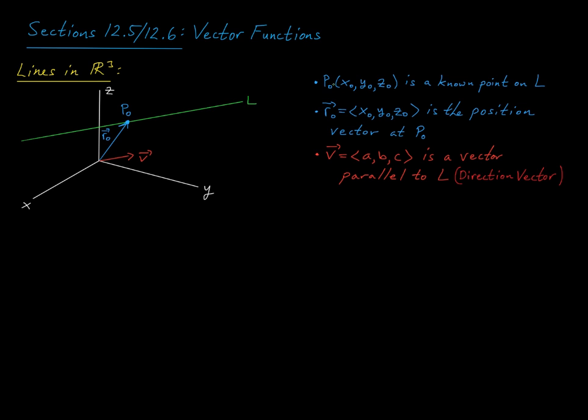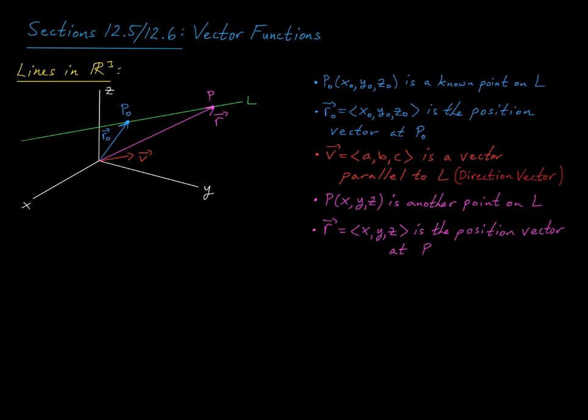Okay, so assuming we know this point P0 and a direction vector V for our line, let's say we have some other point, and I'll call that point P on our line L. I want to relate P to these knowns P0 and V, and here note I'm calling the corresponding position vector that runs from the origin out to P the vector R. Okay, so how do I relate all of these?